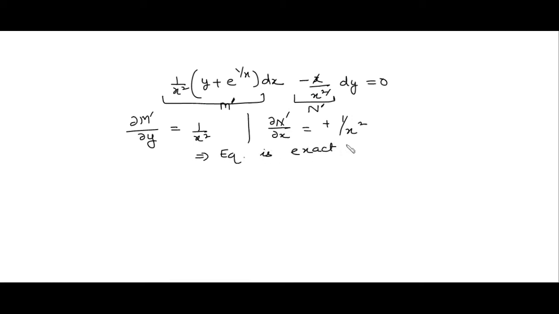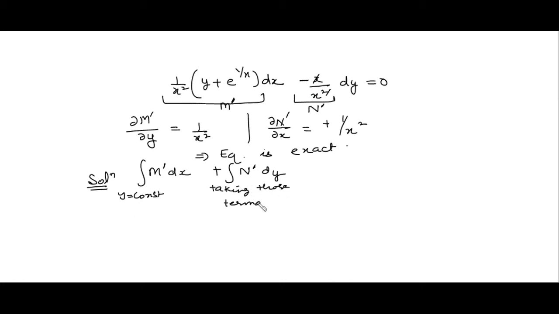Now once the equation is exact, the solution is the integration of the new M dash with respect to x by treating y to be constant, plus the integration of the new N dash with respect to y, taking those terms which contain no x, is equal to c. So this is the solution.